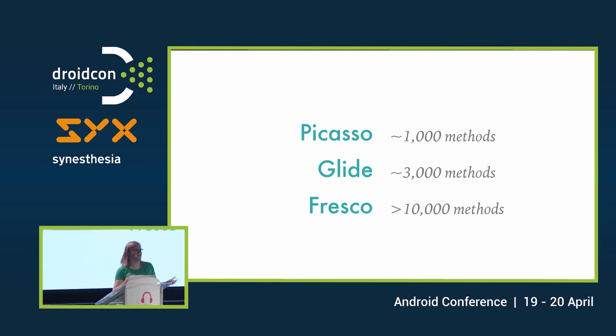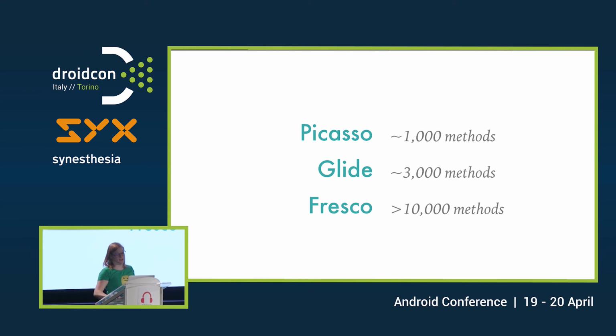But they're also doing slightly different things. Picasso, for example, doesn't support animated GIFs, and Fresco has a huge effort on performance and memory consumption. So you want to check what you actually need, because sometimes you'll be fine with Picasso, and sometimes you're going to need Fresco. But knowing the method count can help you make a decision, because if you don't need any of the features of Fresco, you're probably fine with Picasso, and it's okay.